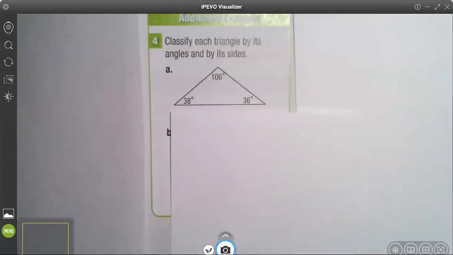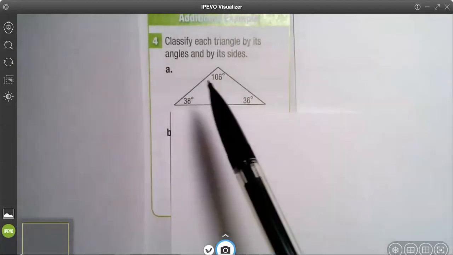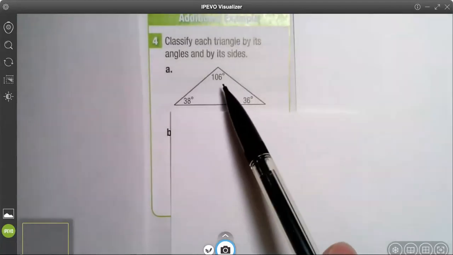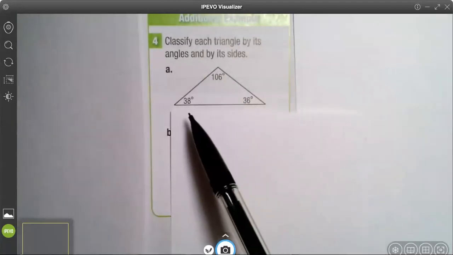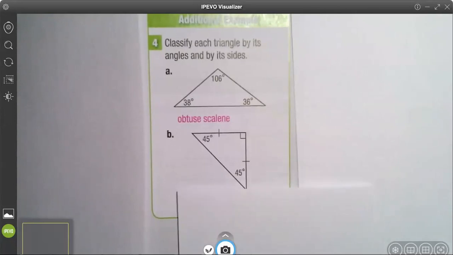Take a moment to think about how you would classify this triangle by its angles and by its sides. All angles are different, so all sides are different. I have an obtuse angle. So this is an obtuse scalene triangle. Obtuse because I have one obtuse angle greater than 90 degrees. Scalene because all the sides are different lengths. I know they're different lengths because all the angles are different measurements. Obtuse scalene triangle.